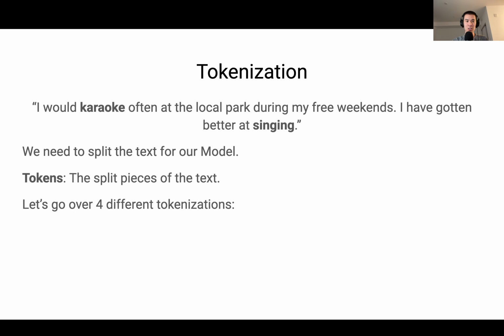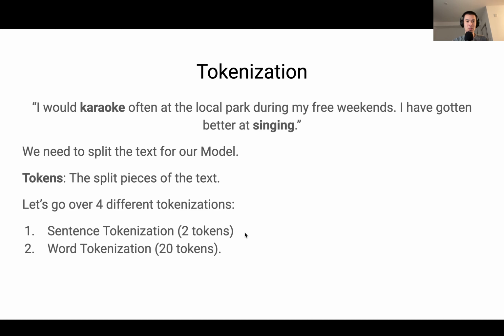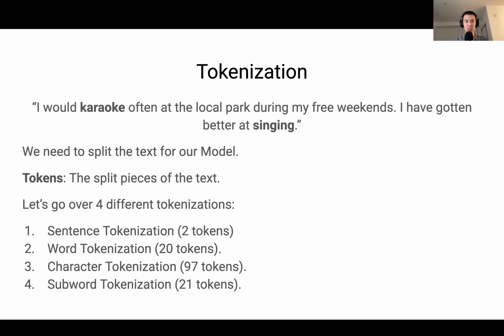So, pop quiz. What are several different ways we could split up this text? The most obvious one I could think of is sense tokenization. There are 2 senses, there would be 2 tokens. What's the next obvious choice after sense tokenization? Word tokenization, where there will be 20 tokens. What's the next obvious choice? Character tokenization, where there would be 97 tokens. And a less obvious tokenization method is subword tokenization, where there would be 21 tokens. Let's go over all of these.